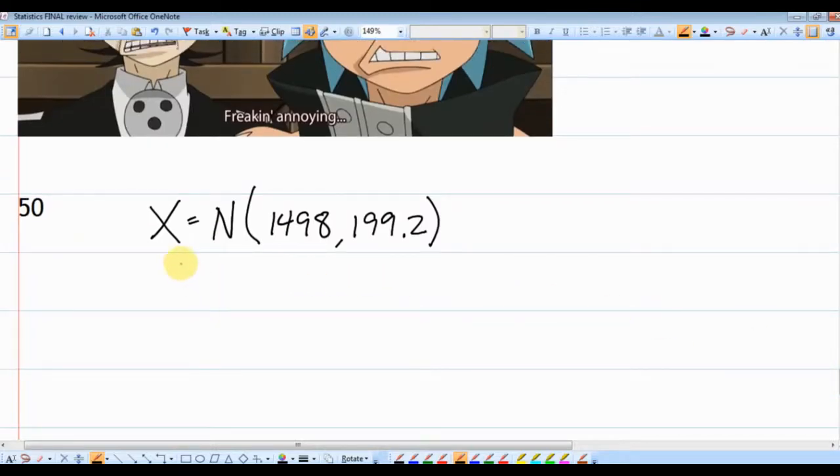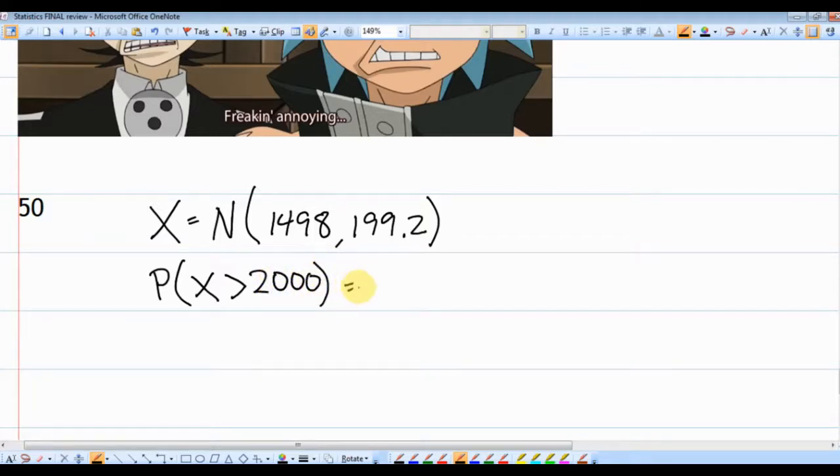Remember, you really should be writing this in a free response setting. You would be writing this because you have to be able to tell the reader that you know this is a normal distribution. If you use normal curves and you do not state this is a normal distribution, you will lose points. So what's the probability that a randomly selected student has a score greater than 2,000?